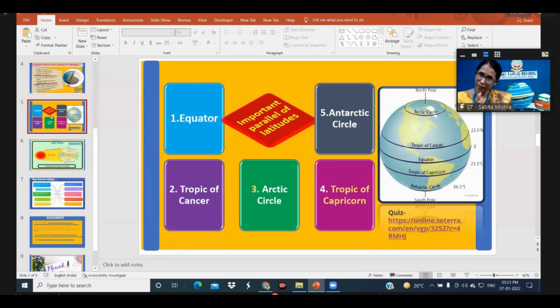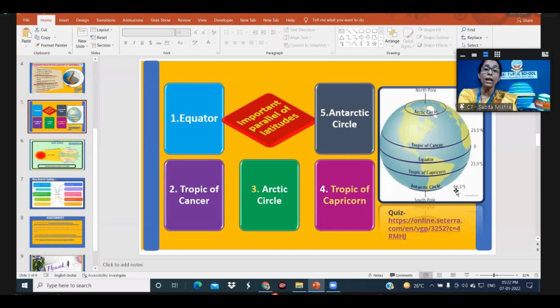There are 181 parallel latitudes, but out of them, 5 are important. What are those 5 important parallels of latitude? First one is the equator, located at 0 degrees. Second is the Tropic of Cancer, located at 23.5 degrees north. Third is the Arctic Circle, located at 66.5 degrees north. That means the Tropic of Cancer and Arctic Circle are both in the northern hemisphere. The fourth is the Tropic of Capricorn, located at 23.5 degrees south, and the Antarctic Circle is located at 66.5 degrees south, both in the southern hemisphere.